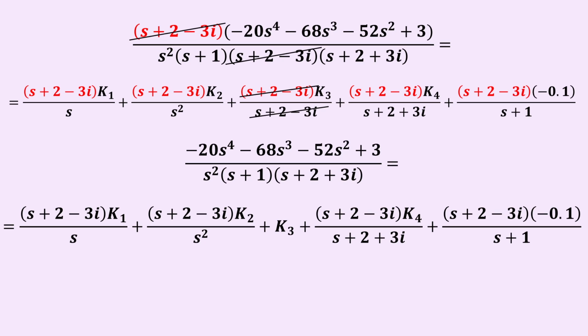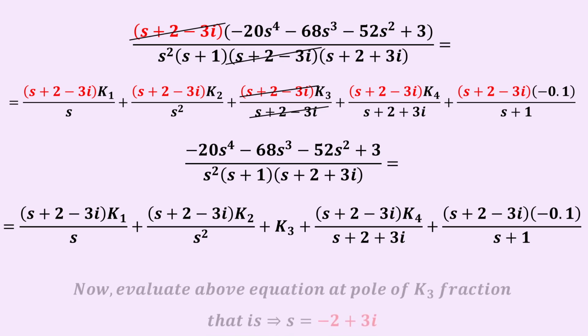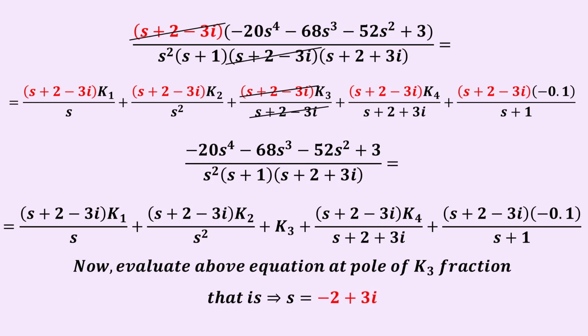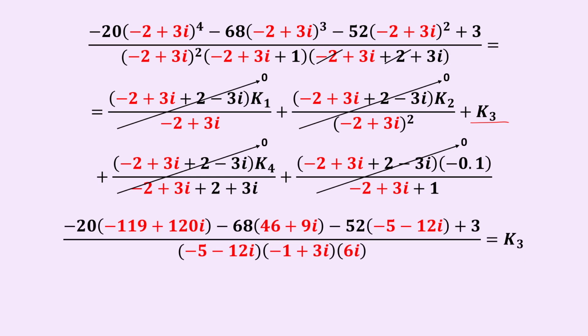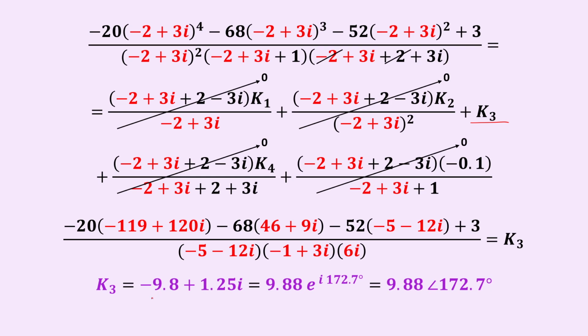Now we have to evaluate this equation at the pole value, which is s equal to minus 2 plus 3 iota. This will be the form of the partial fraction expansion when evaluated at the pole value. On the right hand side, all the residues will become 0 except k3, and the equation will be further simplified in terms of k3. If we further manipulate this equation, then k3 turns out to be minus 9.8 plus 1.25 iota, a complex number in rectangular form.